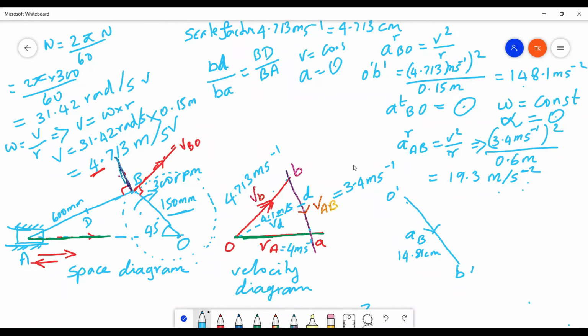This is rotating at a constant speed, so there is no tangential component. You know the tangential component is perpendicular, so I must have something in this direction, but I will not have that because the tangential acceleration is equal to 0. This is moving at a constant RPM. So I will erase this one so that I can draw the diagram easily.